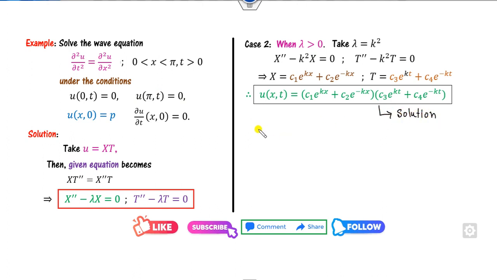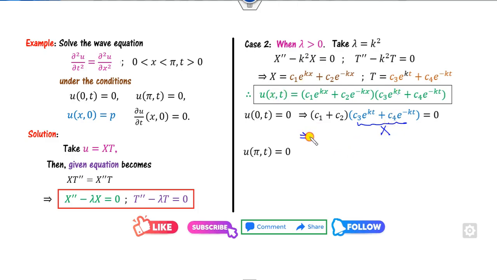Now once you know the solution, I can apply all those conditions whose right hand side is 0. So let's see firstly this case. That means x is 0. When you substitute x is 0, e raised to power 0 is 1. You will get this expression. Clearly this term can never be 0, because if this is 0, then complete u will be 0. Therefore, C1 plus C2 is 0.